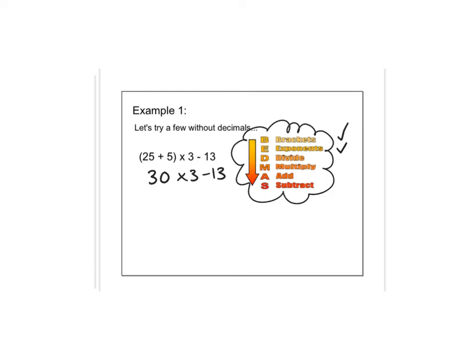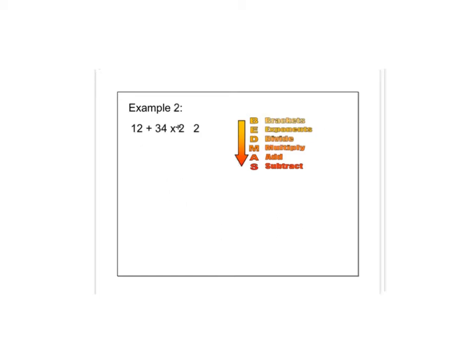And we don't have any exponents. And next, divide or multiply. And those can go in either order. And yes, so we do have to multiply 30 by 3. So 30 by 3 is 90. And now 90 minus 13 equals 77. Okay? Now, let's look at this problem.